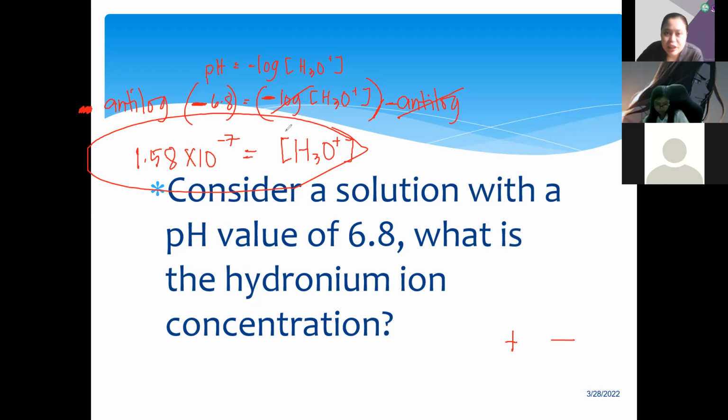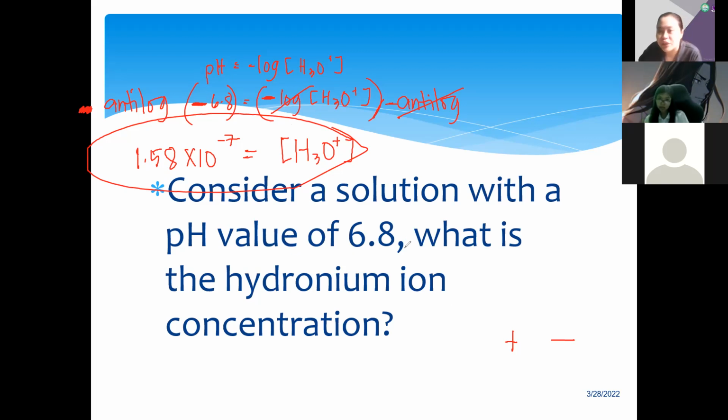So the next time, class, you encounter mathematical problems involving logarithms, if you want to get rid of the log since you are looking for a certain value or data, just like this negative log of hydronium ion, you cannot transpose the log. Instead, you do the anti-log so you can cancel it. Doing the anti-log in the calculator is just pressing shift log and then entering the numerical data. Okay?